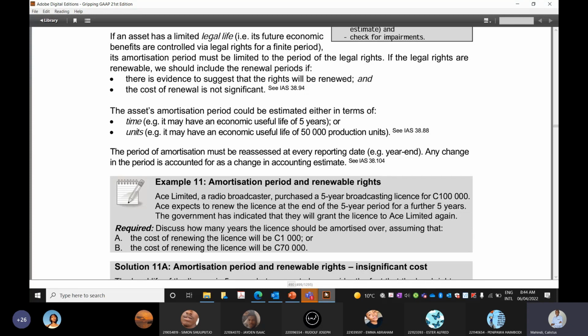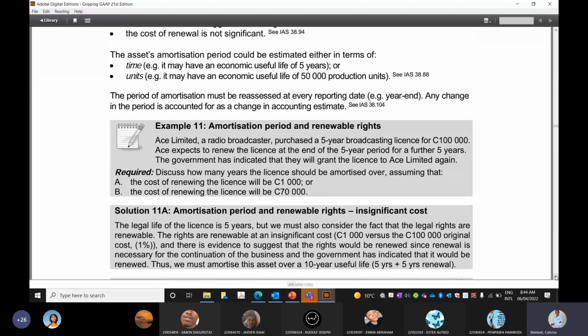But also, look, we're looking at example A. The cost of renewing the license is also important. The cost of renewing the license in this instance is $1,000. So let us go and look at it for 11A. The legal life of the license is 5 years, but we must also consider the fact that the legal rights are renewable. The rights are renewable at an insignificant cost. 1,000 versus the 100,000 original cost. So if they were buying a new license, they would have had to pay 100,000, right? But since they're renewing, they only have to pay 1,000.